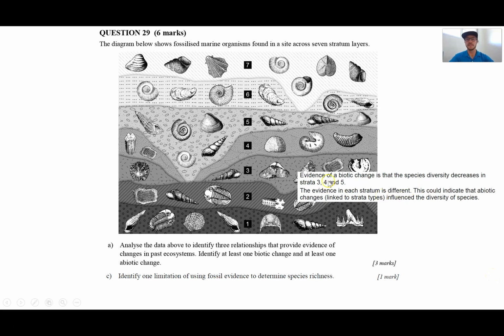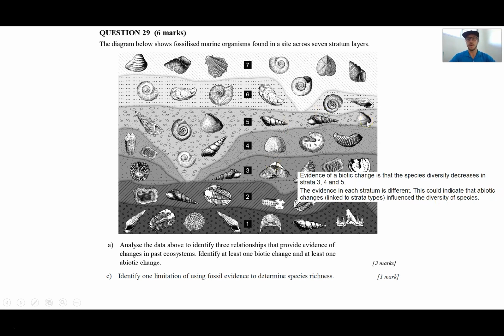So evidence of a biotic change is that the species diversity decreases. So biotic, we're referring to what was once the living things. Remember, biotic is something living or that ever was once living. So we can see that in stratum 3, 4, 5, diversity decreases. There were more different types in the earlier layers. As well as this, the evidence in each stratum is different. This could indicate abiotic changes over time, therefore influencing species diversity.